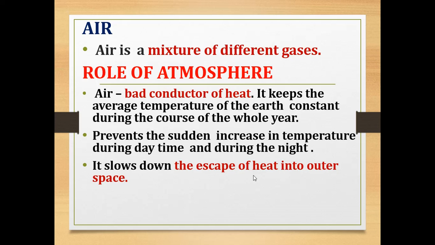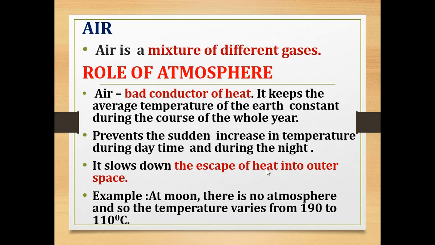An example for that is the moon. There is no atmosphere on the moon, so the temperature varies from 190 to 110 degrees Celsius. Because the atmosphere slows down the escape of heat into outer space, on the moon, where there is no atmosphere, there is a large variation in temperature.